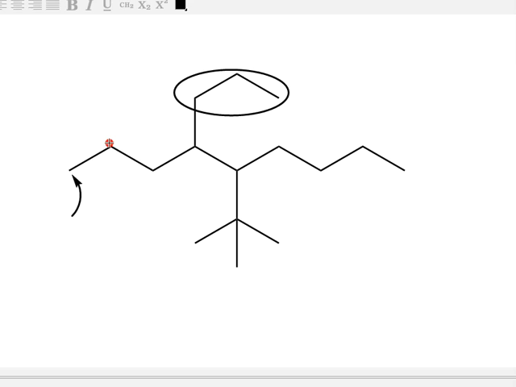Just one neighboring carbon, bonded to just one carbon. This will be primary, but this carbon is not primary, it is secondary. Why? Because it is bonded to two carbons, 1, 2, so it will be a secondary carbon. Now go to this carbon, bonded to 1, 2, 3, so it will be a tertiary carbon, because it is bonded to 3 carbons. And this carbon here will be a quaternary carbon because it is bonded to 4 carbon atoms.